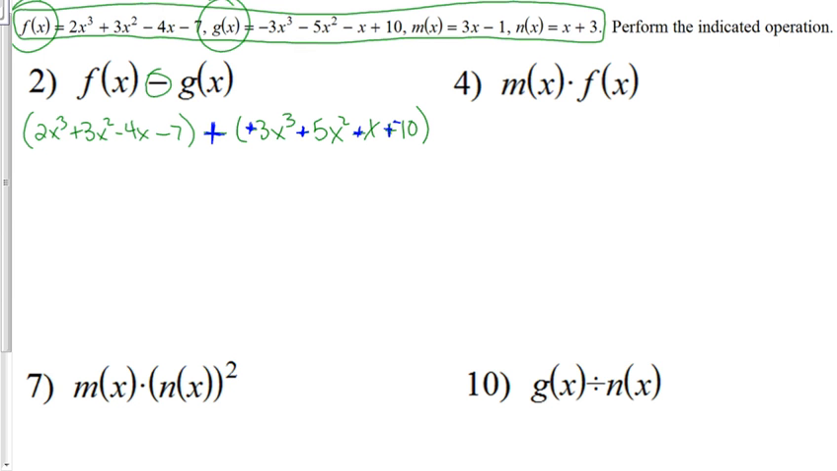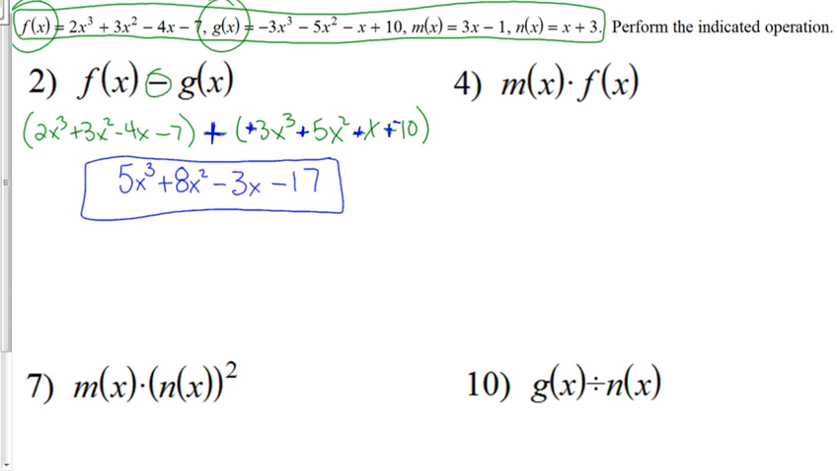So let's start with the biggest exponent and put it in standard form. X cubed is the biggest exponent. 2 and a positive 3 is 5. And then going down 1 each time, 3x squared and 5x squared makes 8x squared. Negative 4x and positive 1x makes negative 3x, and negative 7 and a negative 10 makes a negative 17. So there is the new function when you subtract the two.